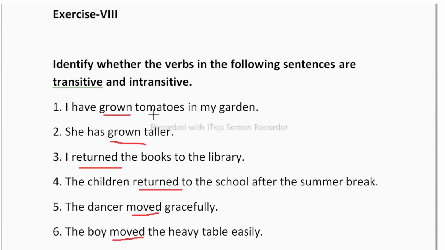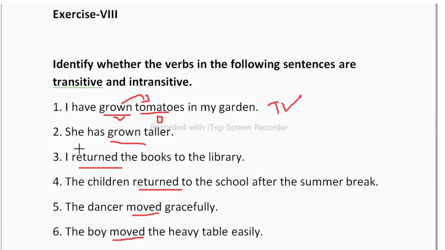I have grown tomatoes in my garden. So can we change this active sentence to passive voice? Yes, we can change it. Like tomatoes have been grown by me in my garden. So definitely it must be a transitive sentence. And also here grown, which is a verb. After verb we have tomato, which is the object. So we can change this sentence to passive as well. So that must be a transitive verb.